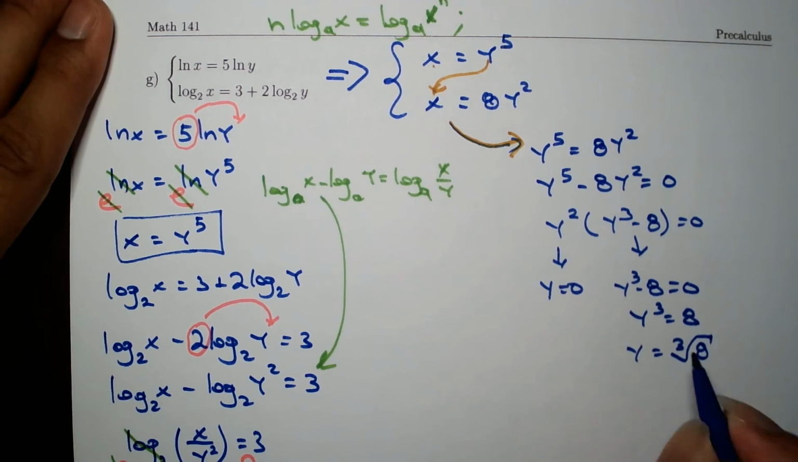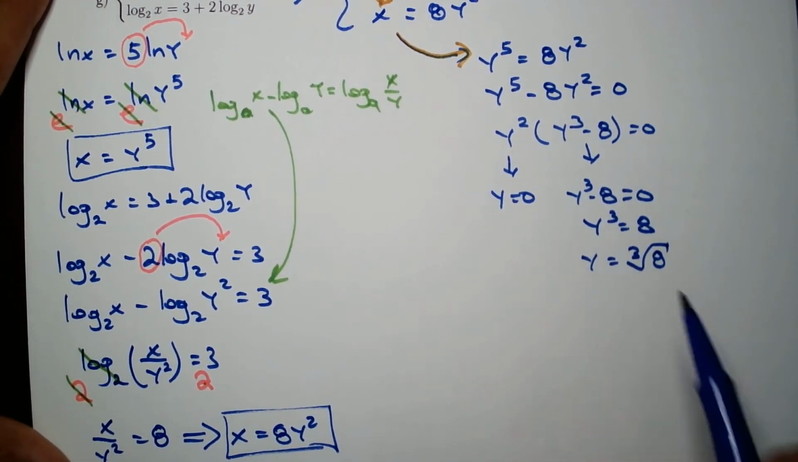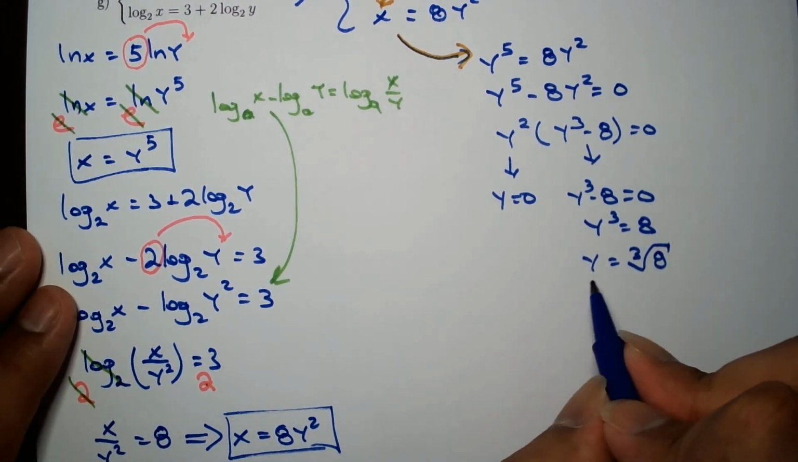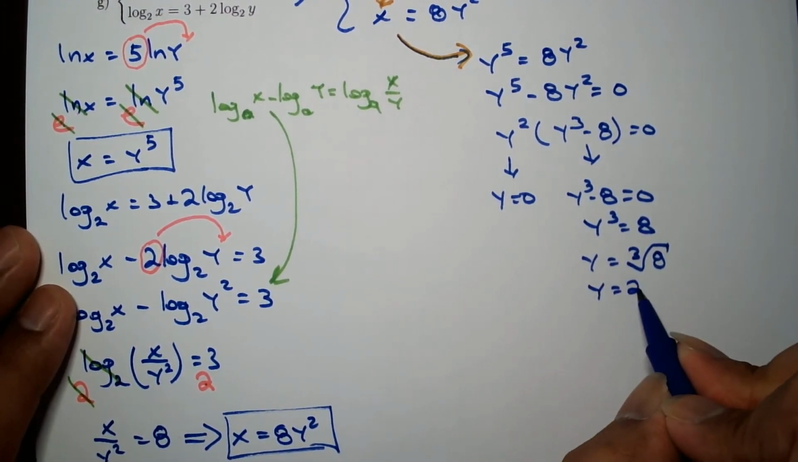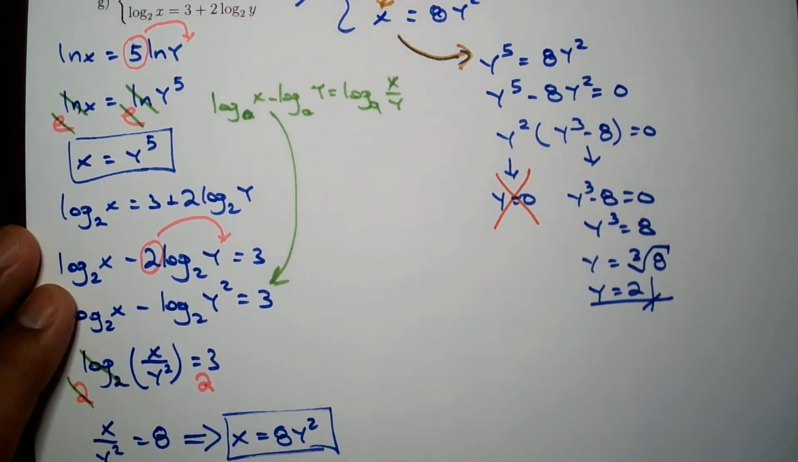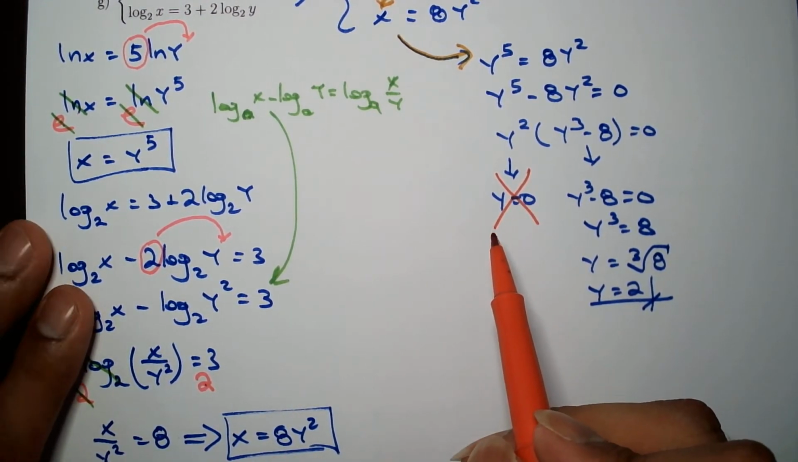But notice, because the index of the radical in this case is an odd index, we don't need the plus or minus, just the same way we did it with the square root or the fourth root or the sixth root, those are even indices. So in this case we just go like y equals 2. And this is a legitimate answer. Unfortunately, in this case, y equals 0 is going to be an extraneous solution. Do you see y cannot be 0 in this case?